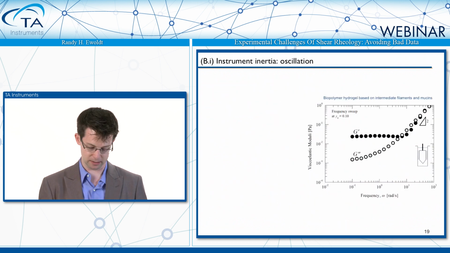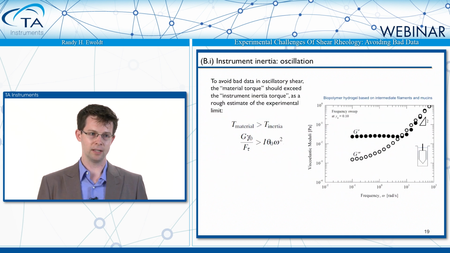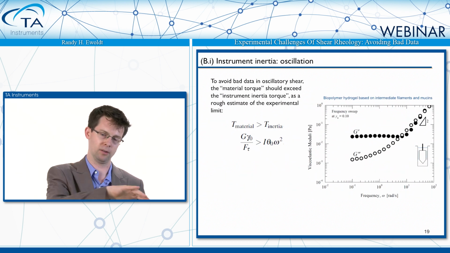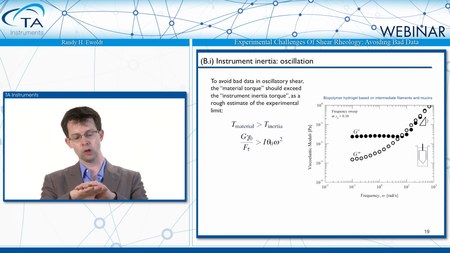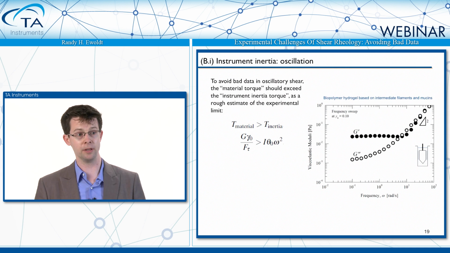Let's keep having some fun with that same material. Here's the frequency sweep that you've seen before. So let's start off by plotting the minimum torque here. On a frequency sweep, the minimum torque doesn't appear as a sloped line with log-log slope of -1, but actually the minimum torque would look like a flat line that would be below the data here.